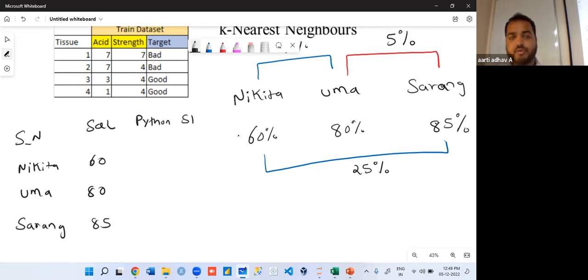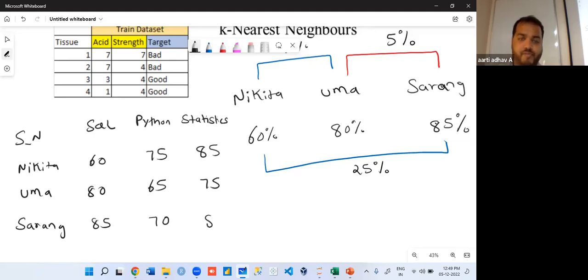And then you have your statistics. You clear here, guys? Let me write random numbers. Can I say the paper of SQL is independent of Python? Python paper is independent of stats. So every paper is independent. Now you tell me which two customers are similar. Which two students are similar?